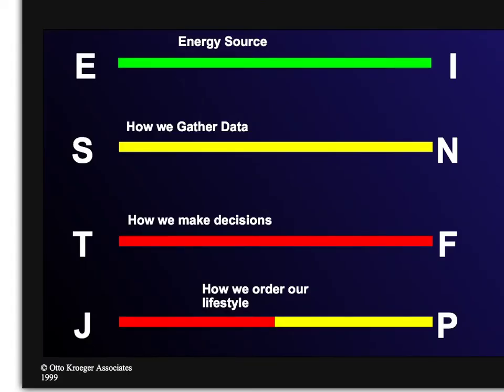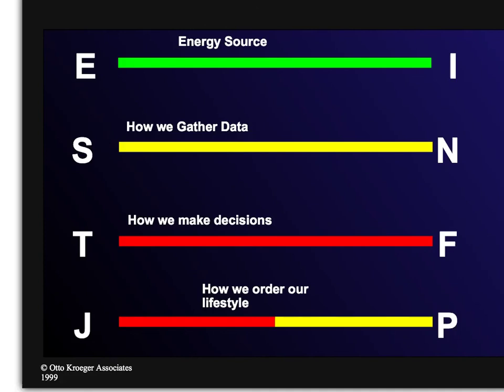By way of a brief introduction, I did want to let you know that the first dichotomy here really is about how we draw our energy, either as an extrovert or an introvert. The next dichotomy area is how we gather information or how we gather data, either as a sensor or an intuitive. This is not an I because it's already been taken up by the EI dichotomy. The third area is really how we make decisions, and we either have a preference for making decisions objectively as a thinker or subjectively as a feeler.